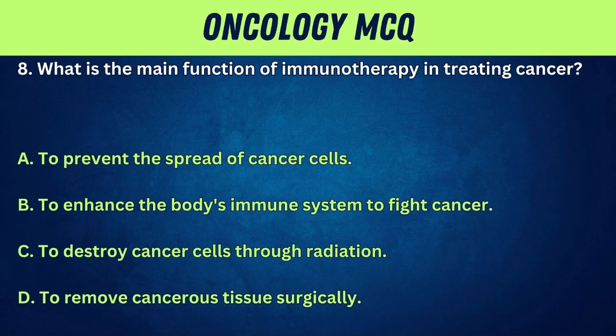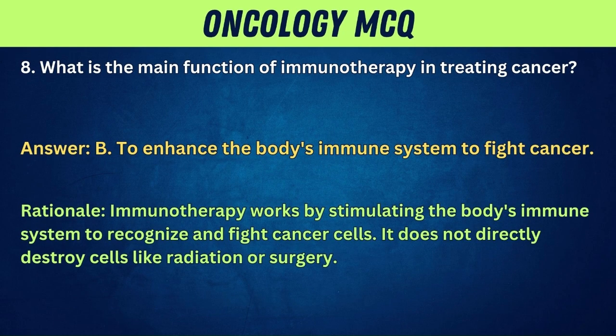8. What is the main function of immunotherapy in treating cancer? A. To prevent the spread of cancer cells. B. To enhance the body's immune system to fight cancer. C. To destroy cancer cells through radiation. D. To remove cancerous tissue surgically. Answer: B. To enhance the body's immune system to fight cancer.